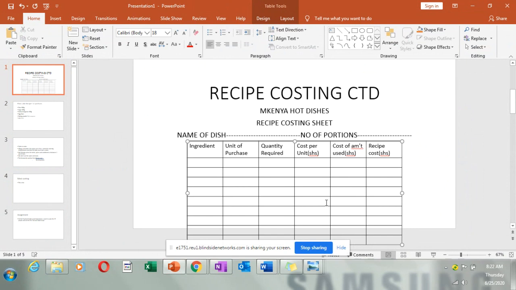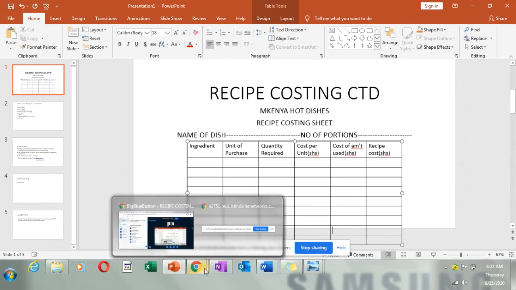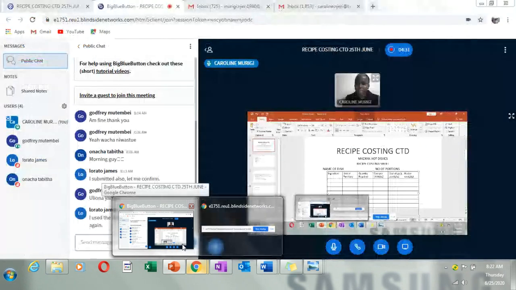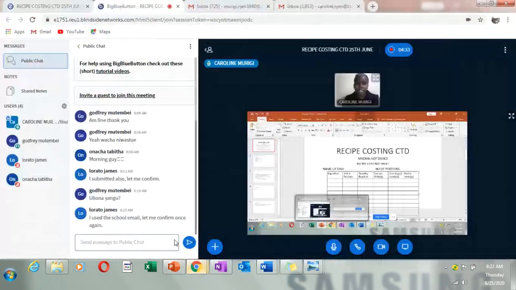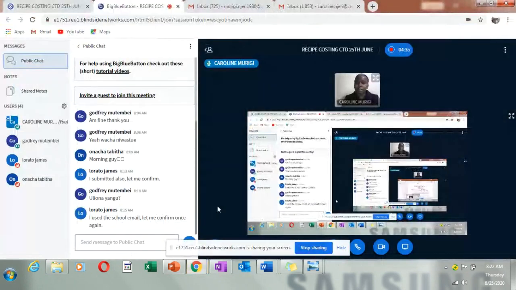If it ends here, column number 1, 2, 3, 4, 5, if your last ingredient was here, then your recipe cost should be posted right there. Don't go and post it down there. Okay, that is one thing I thought we needed to come clear about.